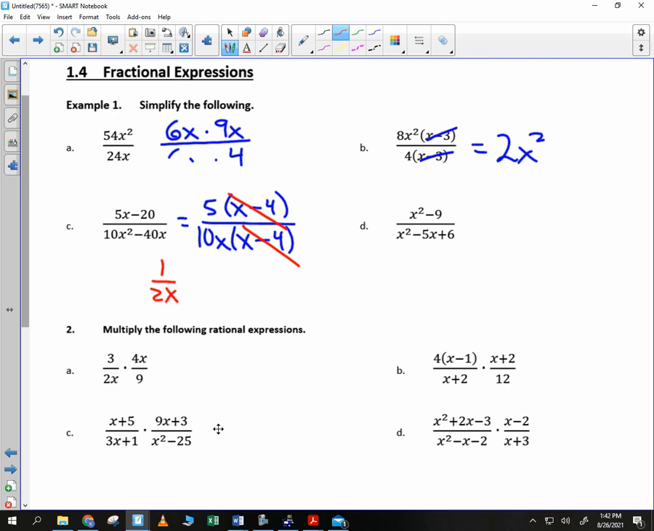Letter D. I fortunately have these x squares that I could just cancel out right away. No. You must write it in factored form. That is totally illegal. You're catching on to my tricks. I'm going to have to get better. Do you like my sneakiness?